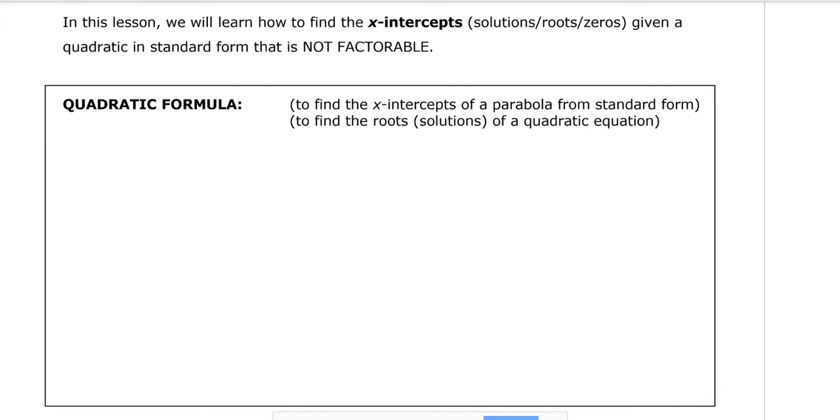And the quadratic formula, again, is to help you find the x-intercepts or find the solutions of a parabola in standard form. Okay, so remember, standard form is this: ax squared plus bx plus c equals 0. Okay, this is my standard form.